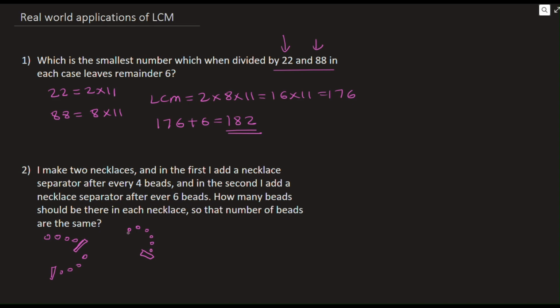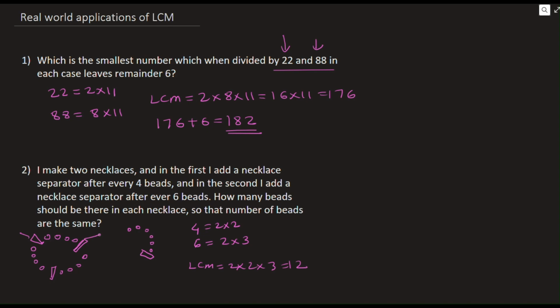So how many beads should be there in both the necklaces? Both should be an equal number of beads, such that I add a separator after every 4 in this, and after every 6 in this. Both should be equal. So that is the LCM of 4 and 6. 4 equals 2 times 2. 6 equals 2 times 3. So LCM is equal to 2 times 2 times 3, which equals 12. So here I will add 12 beads.